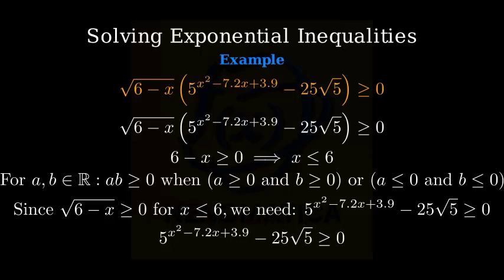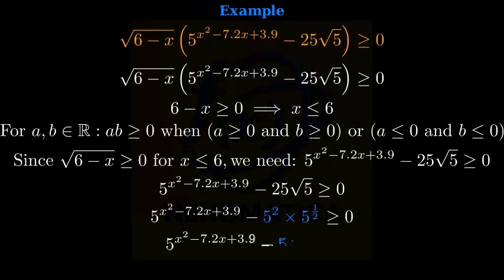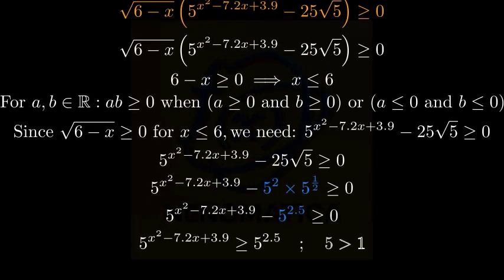We have 5 raised to a quadratic expression minus 25 times the square root of 5. We can simplify 25 times the square root of 5 as 5 squared times 5 to the power of 1/2, which equals 5 to the power of 2.5. Now, we can rearrange the inequality to 5 to the power of x squared minus 7.2x plus 3.9 is greater than or equal to 5 to the power of 2.5.